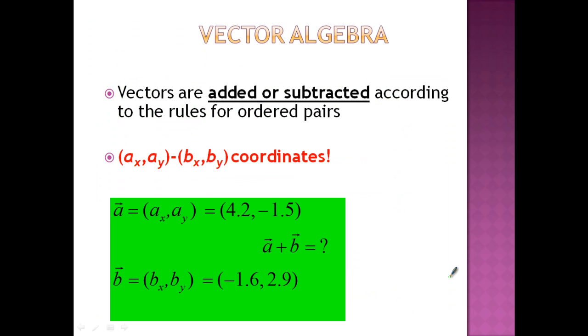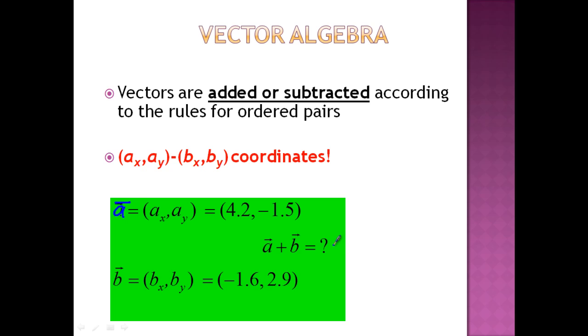Vectors are added or subtracted according to the rules for ordered pairs: ax, ay minus bx, by. Same thing as in math class when you're adding points on a graph. If we have vector a, sometimes when I'm writing it on the board I'll put a line over it, the same thing as bolding it. It means it's a vector. Here are its components, an x component and a y component. Vector b has x and y components of -1.6 and 2.9.